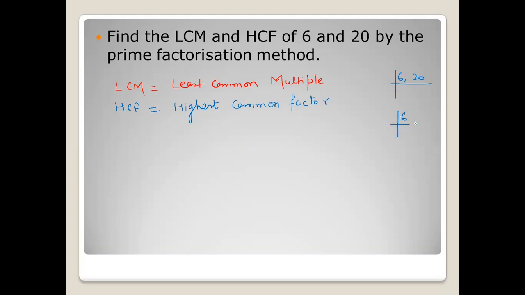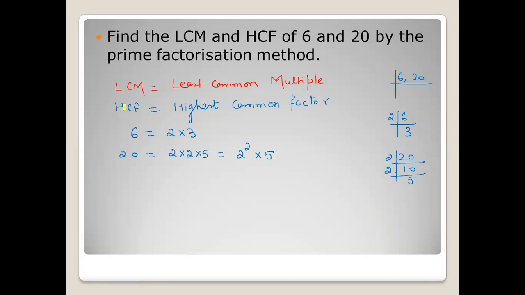We are going to do it separately for 6 and 20. So 6 can be written as 2 into 3. So factors of 6 are 2 and 3. Similarly, we are going to find 20, that is 2, then 10, 2 and 5. So हमारे पास कितने factors हो गए 20 के, 2 into 2 into 5, or we can say 2 raised to power 2 into 5.